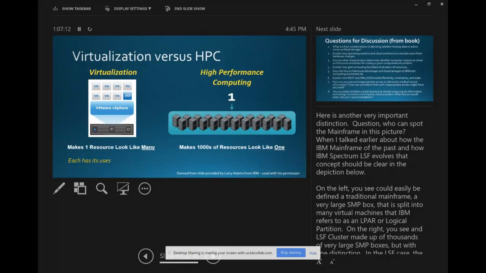And you'll find that in high-performance computers. That's why I said it makes lots of resources look like one, but I didn't say one of what. Different high-performance computing architectures are optimized for different classes of problems. So, for example, the one that we have here is optimized for what we call a massively parallel problem, where you have thousands of things all doing the same thing simultaneously. And they don't talk to each other. That's what's called massive parallelism.